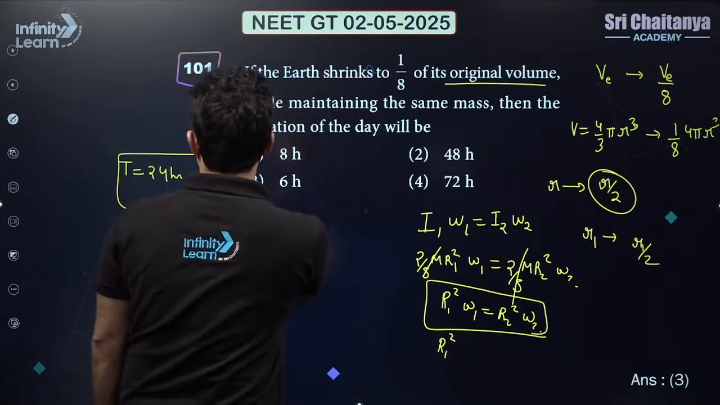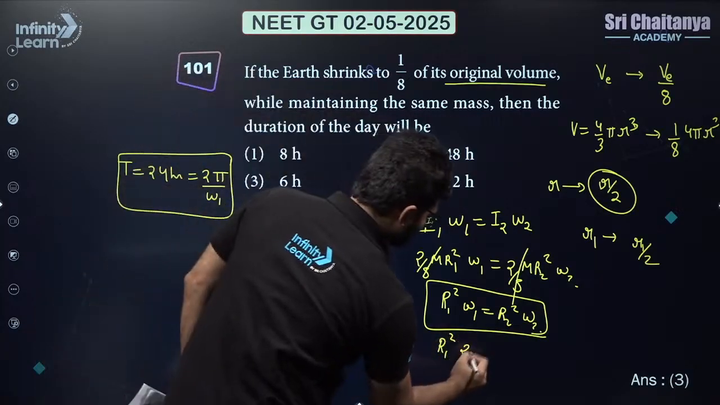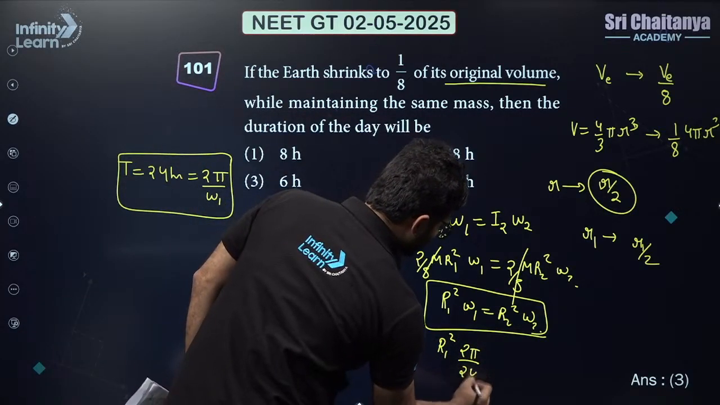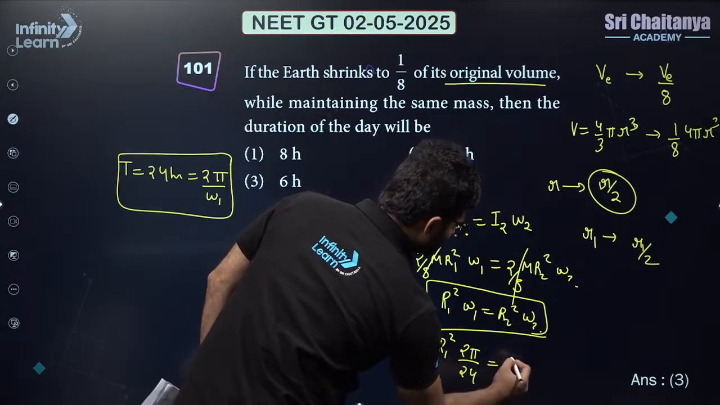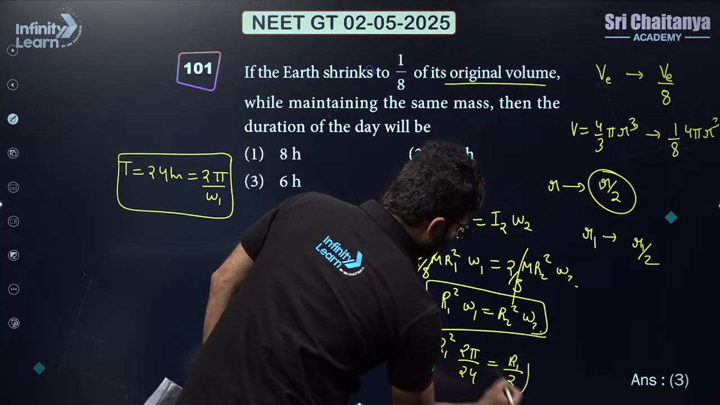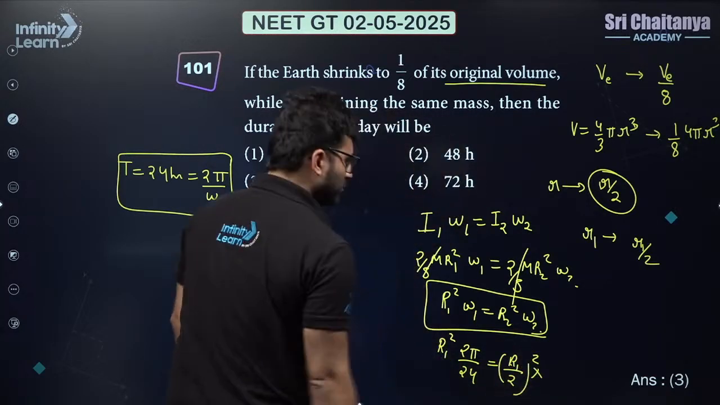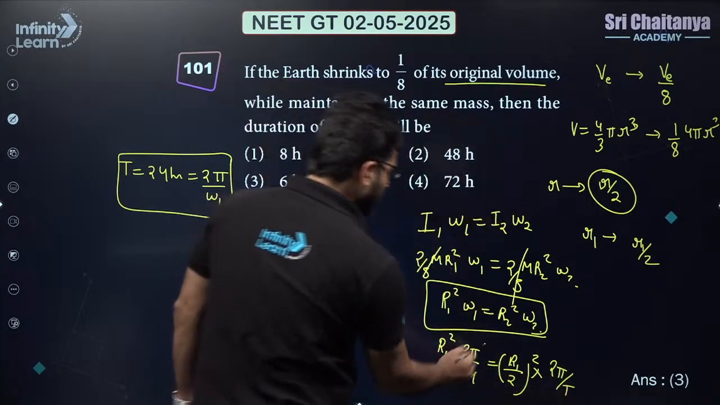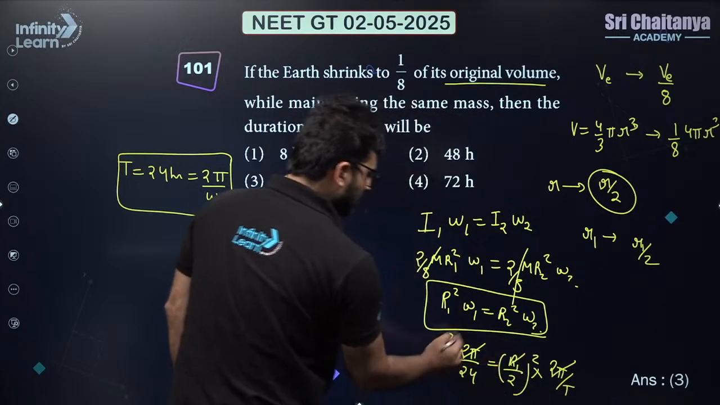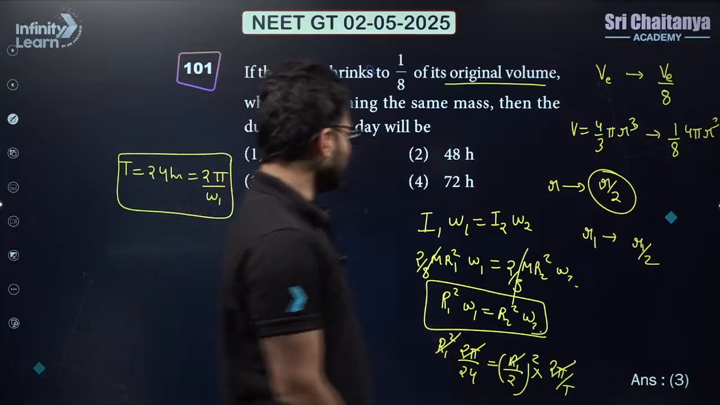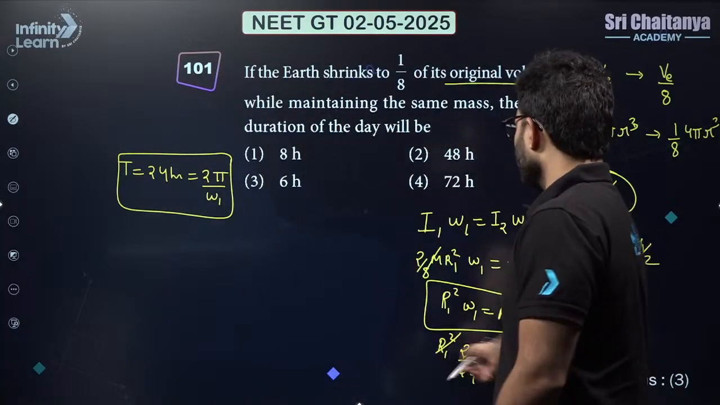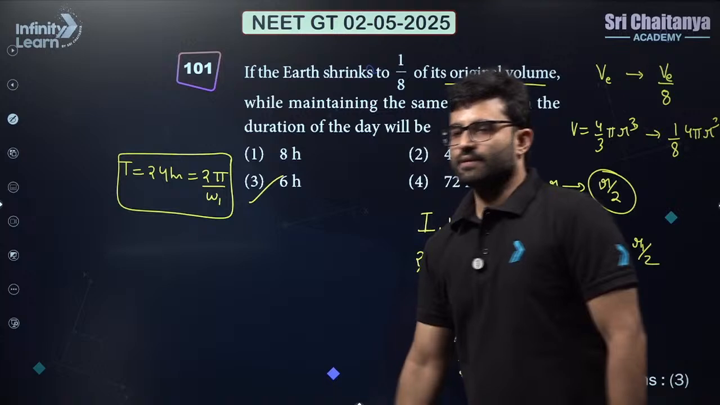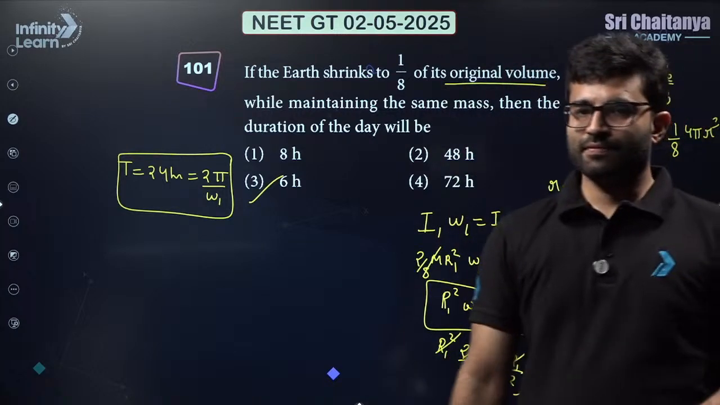So this is r1 squared. Omega 1 is nothing but 2 pi by 24, 24 hours. That is equal to r2, what is r2? That is r1 by 2 whole squared into omega 2. Omega 2 is 2 pi by t. You have to calculate t from here, right? So 2 pi gets cancelled, this r1 will get cancelled, and from here you can calculate, which will be 6 hours. You can see this is 4, 24 by 4 is 6. Yes.